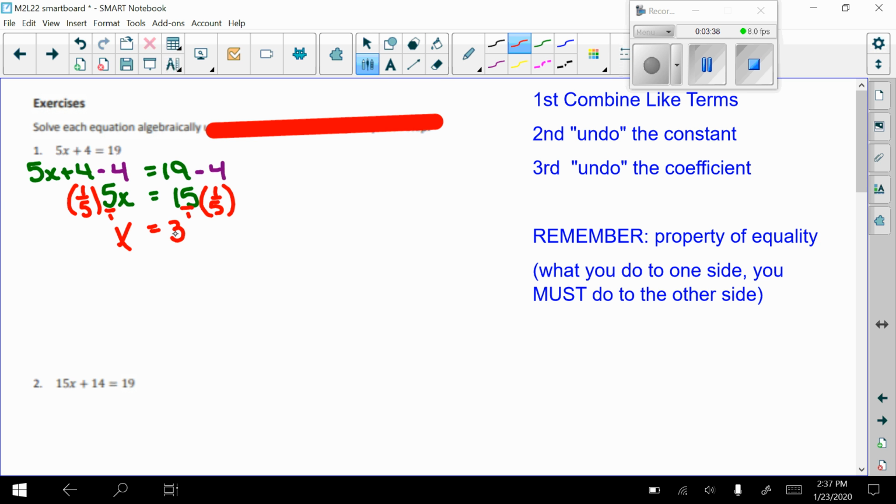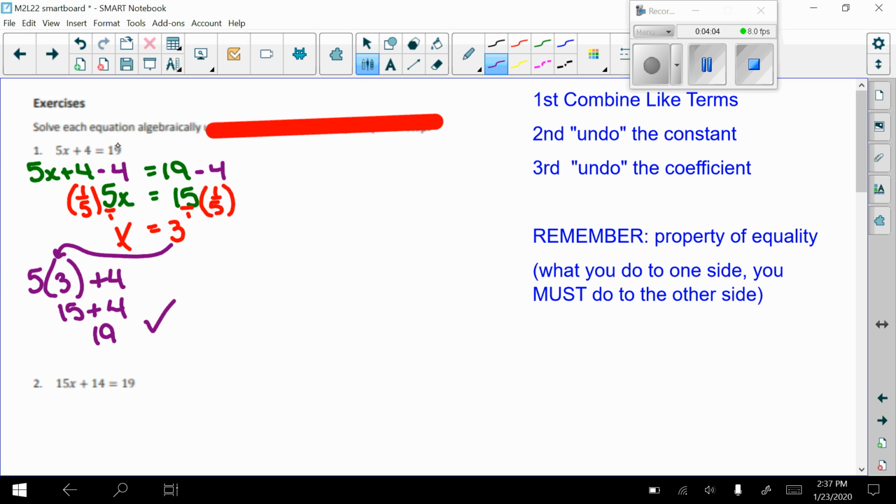Remember when we had to test if a solution makes the equation true? Let's try it. Does this really work? 5 sets of 3 plus 4. 15 plus 4. Does it equal what it's supposed to equal? Yes, it does. And how do I know? Because of this 19 up here.